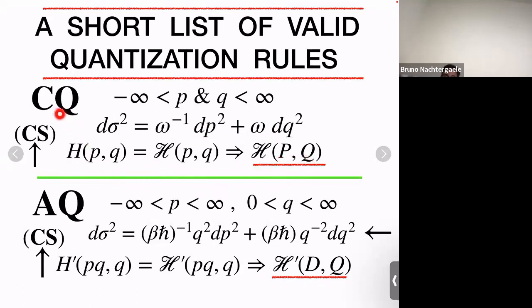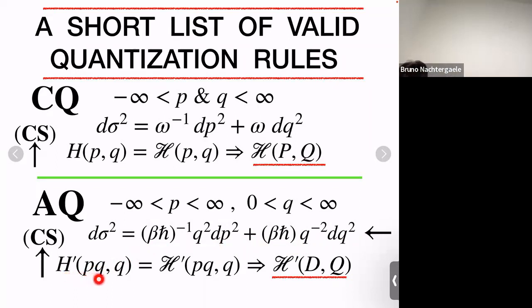That's for canonical quantization. Now for affine quantization, we have P between plus and minus infinity still, but Q must be strictly positive. Our metric here is a constant negative curvature, a constant times Q squared dP squared, plus the constant times the inverse, Q to the minus 2 dQ squared. And I have an arrow here; I want to remind you that this has something important to say in the future. Okay, these are the continuity stories.